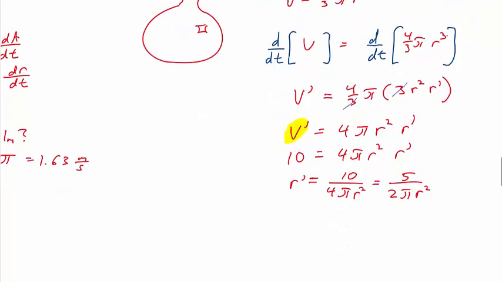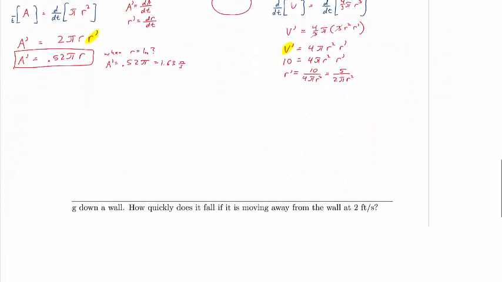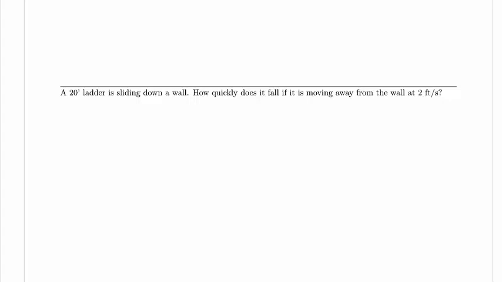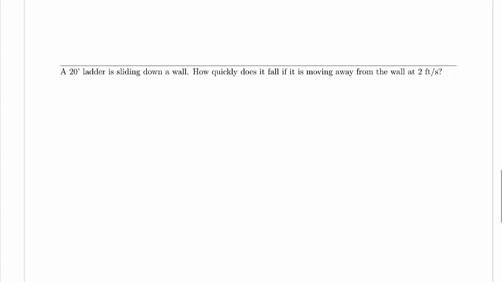Okay, so now on to the final example down here. We have a 20-foot ladder sliding down a wall. This is a very famous problem. It will likely be on the final, so you want to pay attention to this one. We want to know how quickly this ladder is falling if the bottom part of the ladder is moving away from the wall at 2 feet per second.